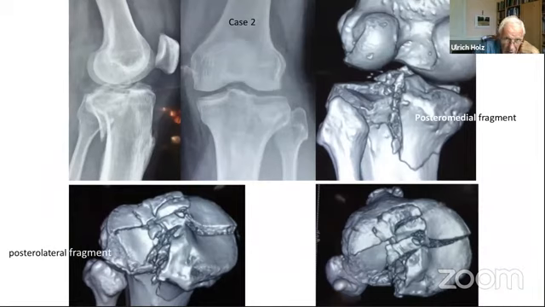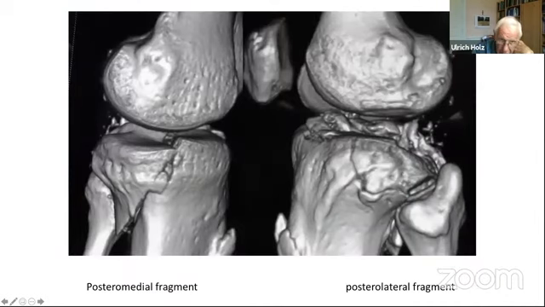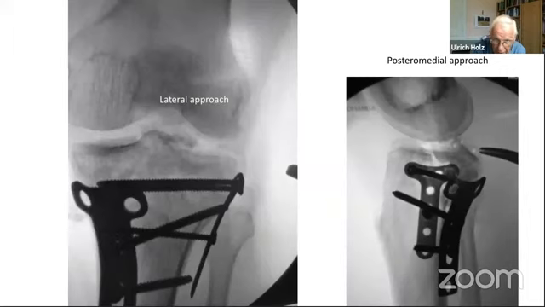In case 2, you have a posterolateral fragment and a posteromedial fragment. And this was treated here. You see the fragments depressed more than 5 millimeters, treated with a lateral approach and a posteromedial approach. At the end, there is a little bit of a gap, but the plateau itself is rather smooth. So I think this is an acceptable reconstruction.